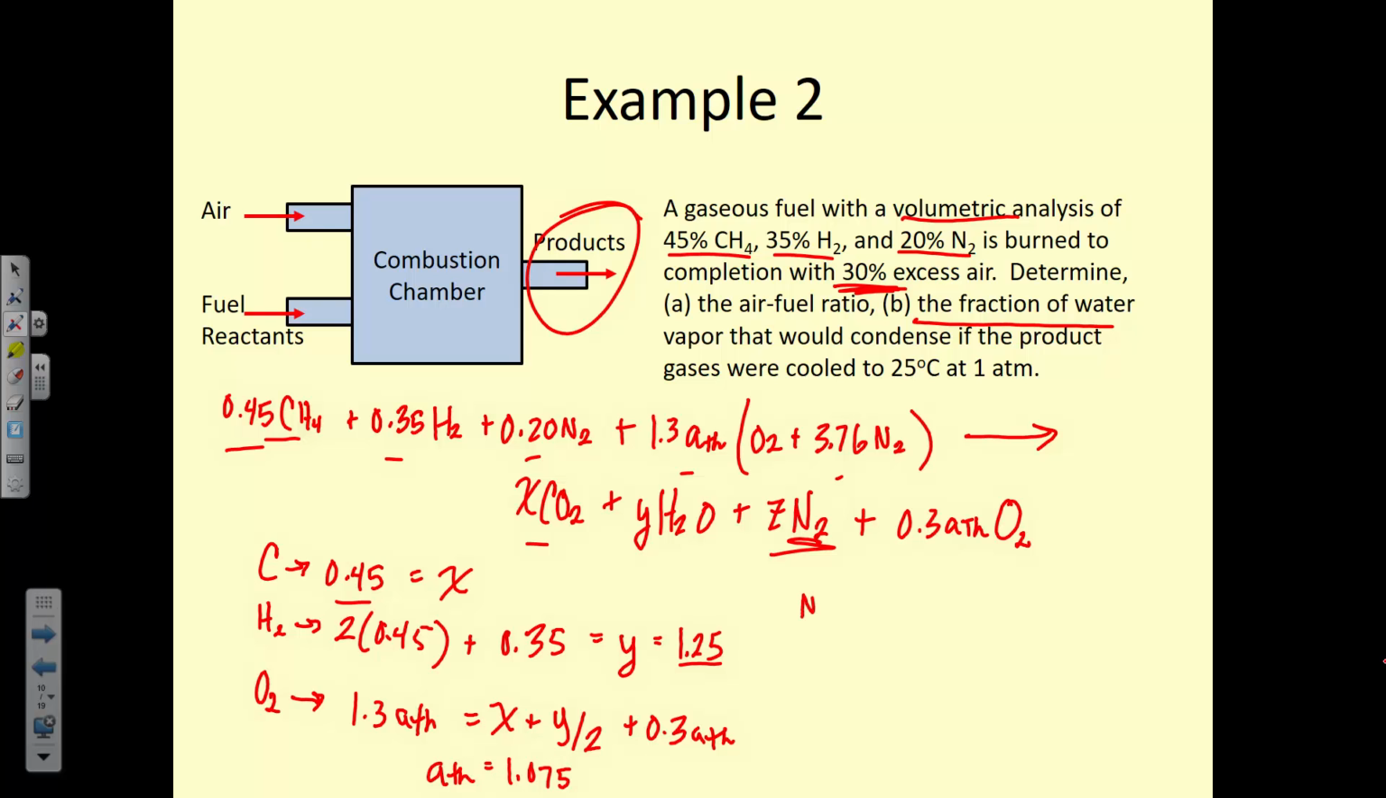And then we last look at nitrogen. So we have 0.20 plus 1.3 times 3.76 A theoretical is equal to Z. So we plug in A theoretical and solve for Z, which is equal to 5.455.